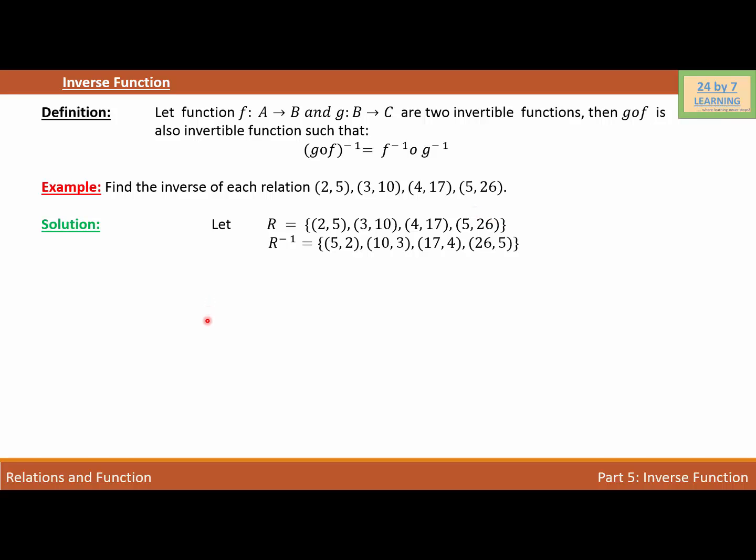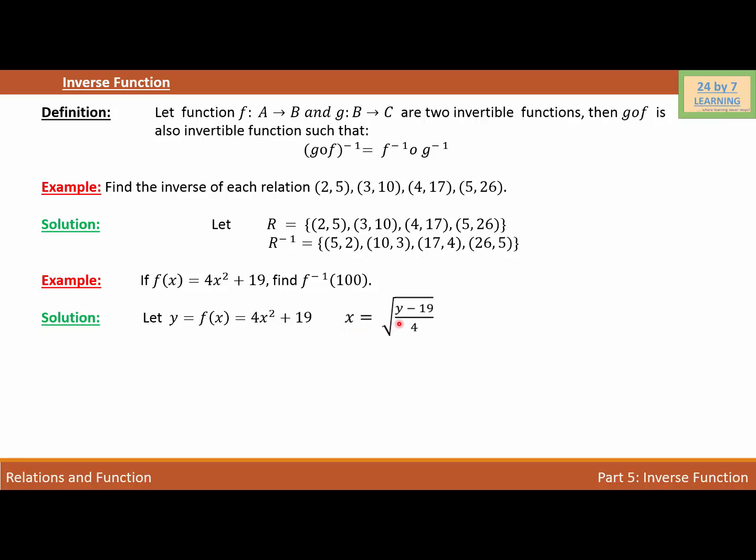Let's consider another example of an inverse function. If f(x) is equal to 4x squared plus 19, find f inverse of 100. So it is given that y equals f(x), which is 4x squared plus 19. Let's solve this function for x. So if we do that, x is equal to the square root of (y minus 19) over 4. What I did, I simply solved this function over here for x.